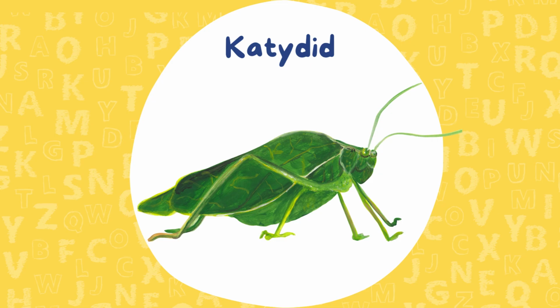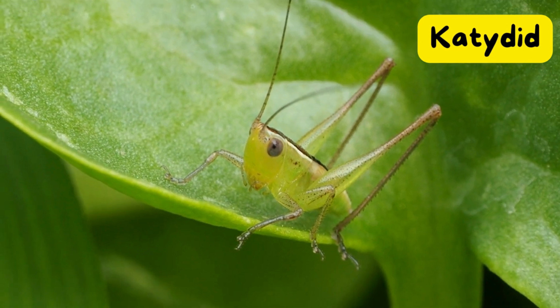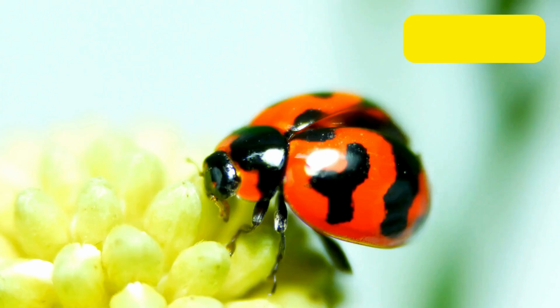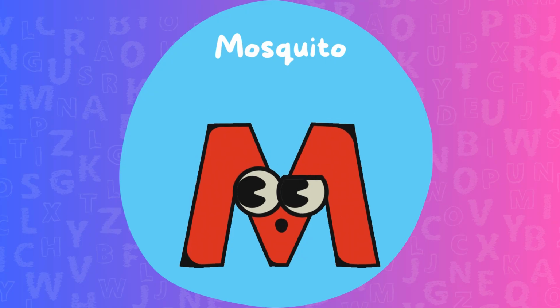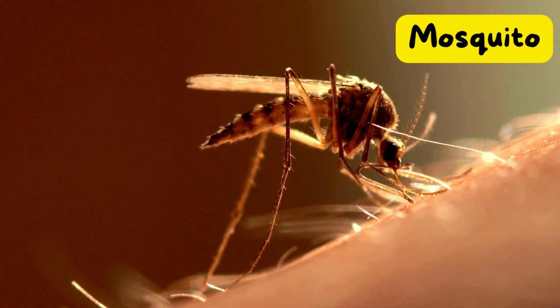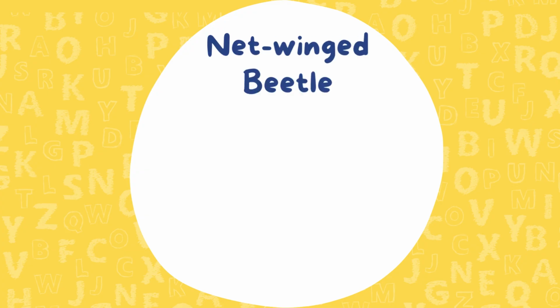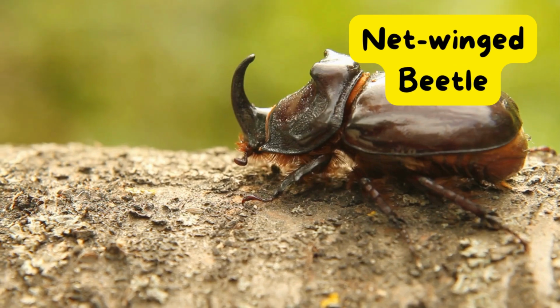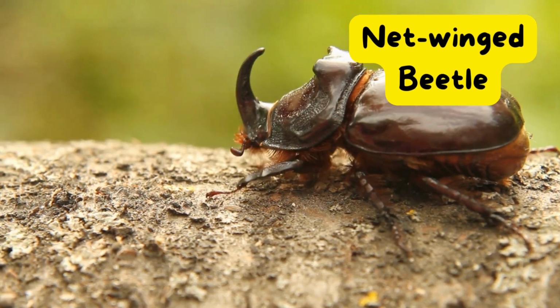K is for katydid. L is for ladybug. M is for mosquito. N is for net-winged beetle.